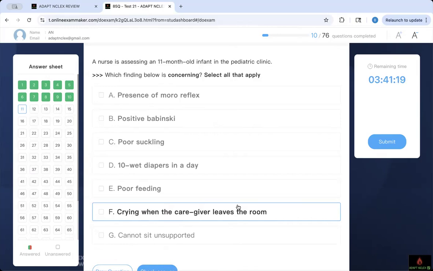Presence of Moro reflex. Should it be there at 11 months? Babinski, should it be there at 11 months? Poor suckling. Should an 11-month-old have poor suckling? 10 wet diapers in the day. Is that okay for an 11-month-old? Poor feeding. Is that okay? Crying when the caregiver leaves the room. Is that appropriate? And cannot sit unsupported. Do you think it's okay?